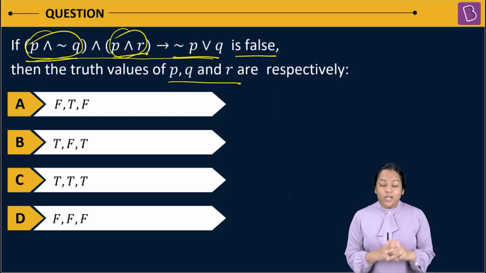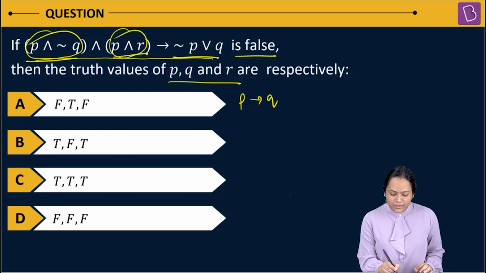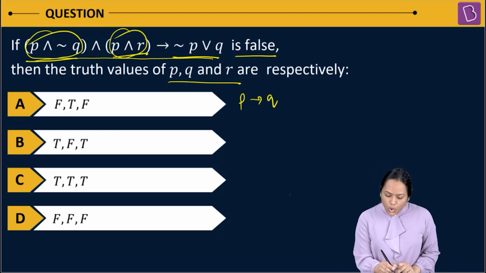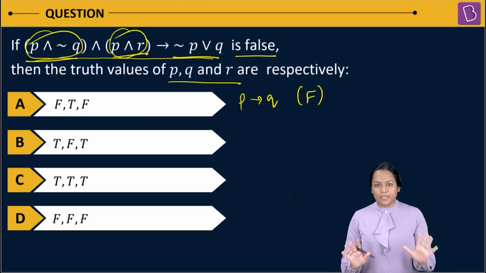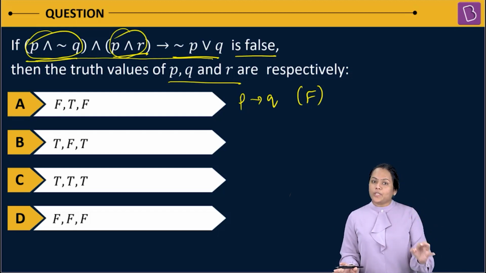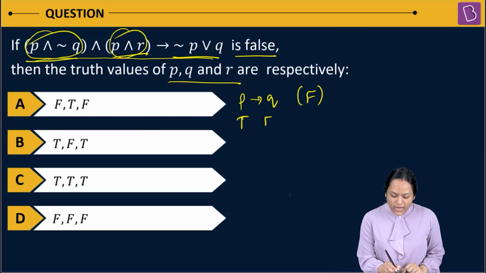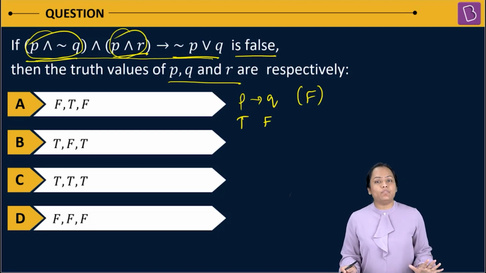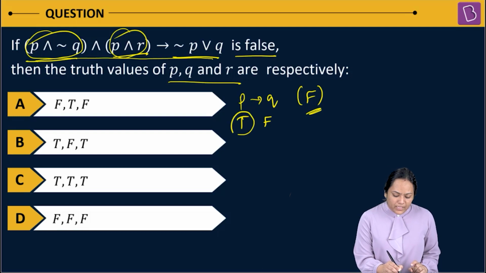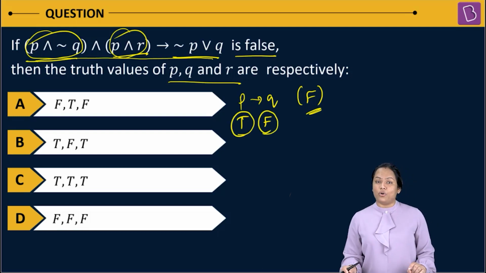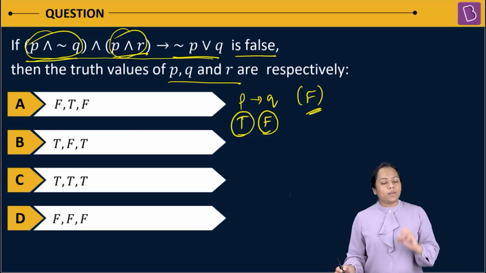Just bear with me. If I have P implies Q, can you just recall and tell me when this becomes false? We have already seen the P implies Q truth table, right? So we know that this is false only when I have P as true and Q as false. This is the only thing we have. If you don't remember this, don't bother. I'll tell you one more method.